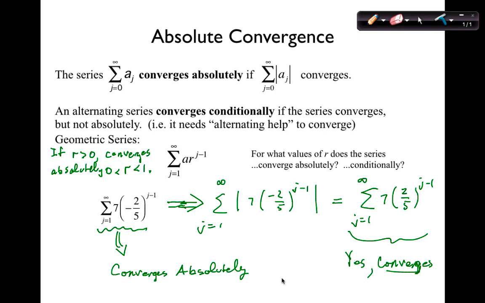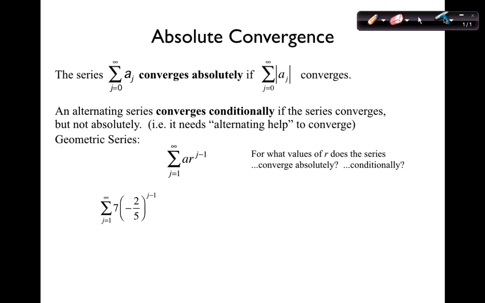All right. So when R is between -1 and 1, it converges, and it converges absolutely, because it doesn't need the alternating to converge. It would still converge if it was positive 2/5. So all geometric series that converge also converge absolutely. That's the conclusion. Okay, make sense? Any questions? How are we doing? Okay.